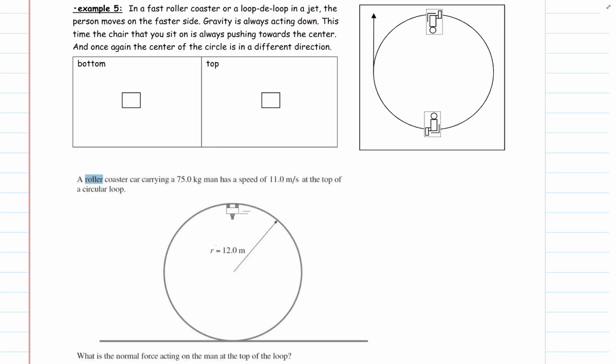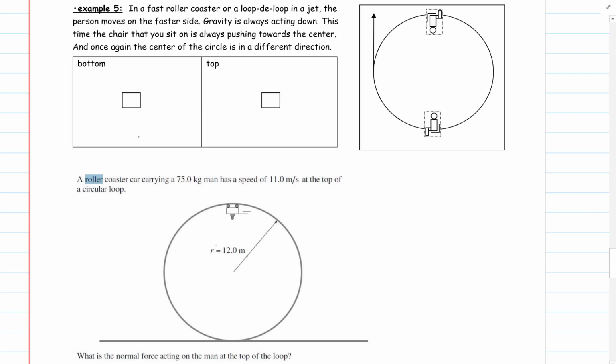Example number 5. In a fast roller coaster or a loop-de-loop in a jet, the person moves on the inside, not too slow, but too fast. Gravity is always acting down on them. This time, the chair that you sit in must push you towards the center. So that means you're upside down.